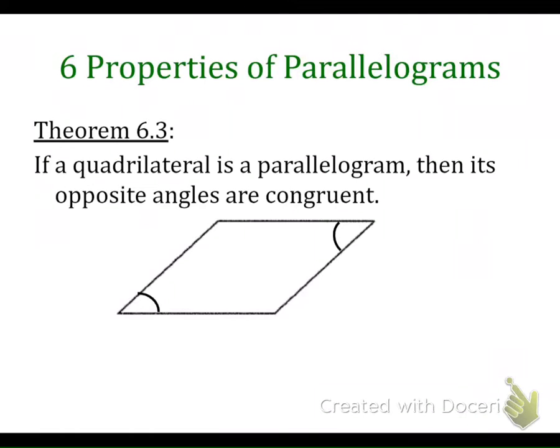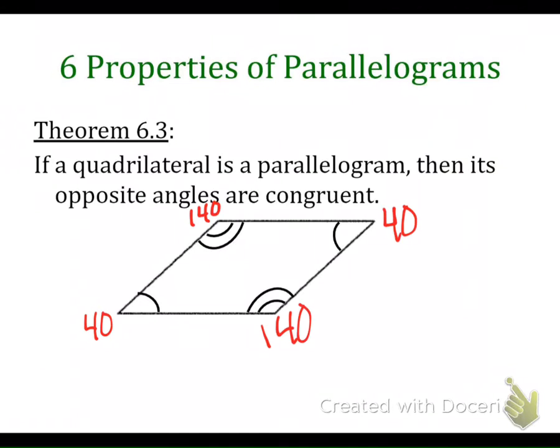If a quadrilateral is a parallelogram, then its opposite angles are congruent. Okay? So if this is 40, and this is 40, this would be 140, and this would be 140. What do you notice also about all of these angles? What will they add up to? 360. Yeah, they're always going to add up to 360.